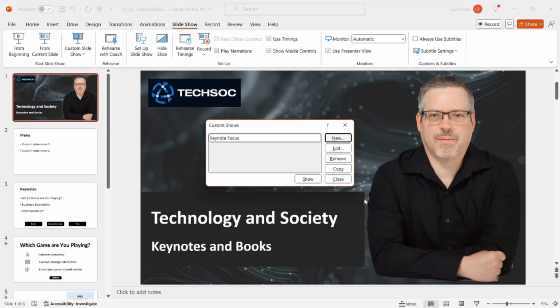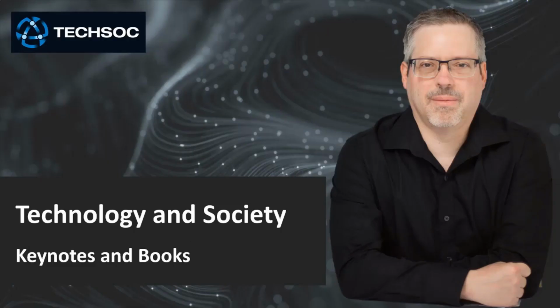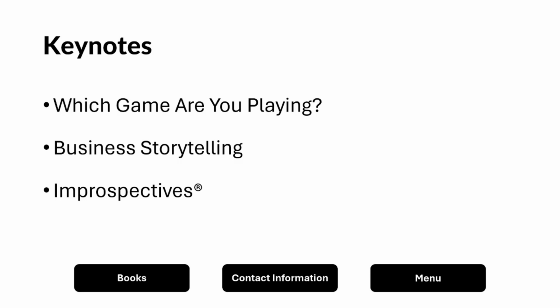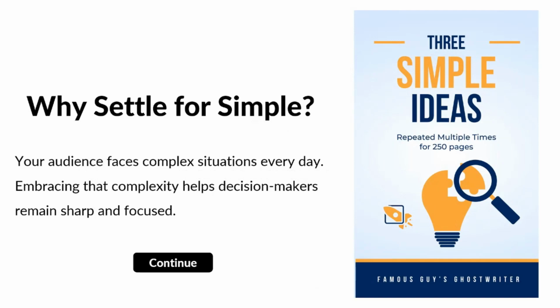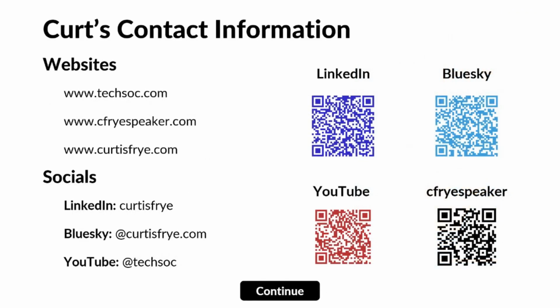And I'm back in the Custom Shows dialog box. And let's see what that looks like. So I will have Keynote Focus selected, and then I'll click Show. So here I am in my presentation, and this is my custom slideshow. And I'll click to move forward. So I'm at slide number 3. So I skipped over the menu. Then which game are you playing, which was number 4. Why settle for simple, which was number 5. And my contact information, which is slide 8, the final slide. And I'll click twice to get out.